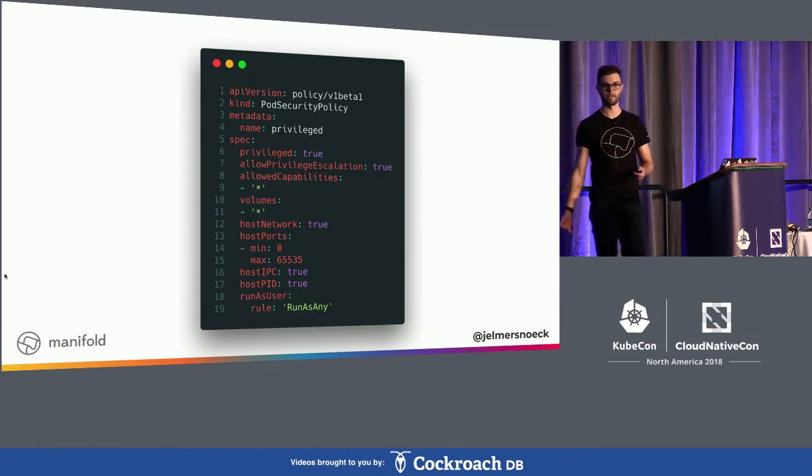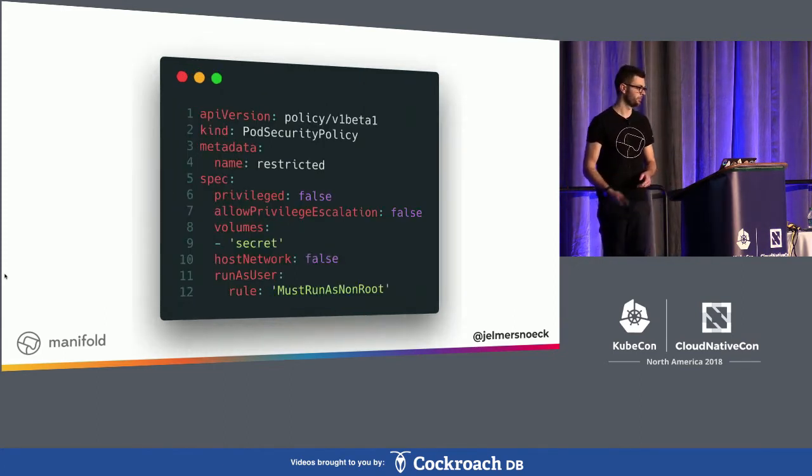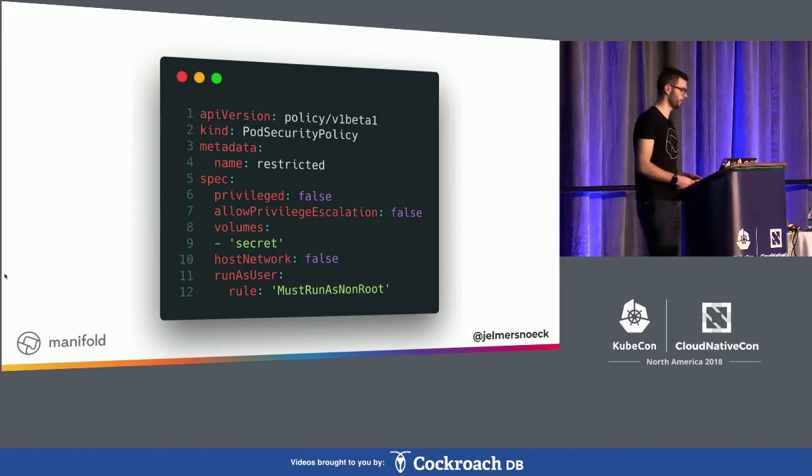What we want to do is make that a little bit more restricted, and that's what we get in here. So now we say you can't go privileged. You can't go root. You can only use secrets, so you can't use config maps, you can't use persistent volume claims, so we can only use secrets. You can't touch the host network, and you're not allowed to run as root.